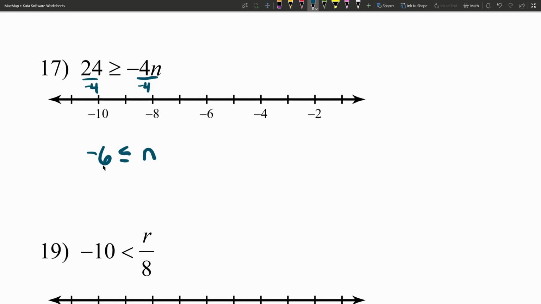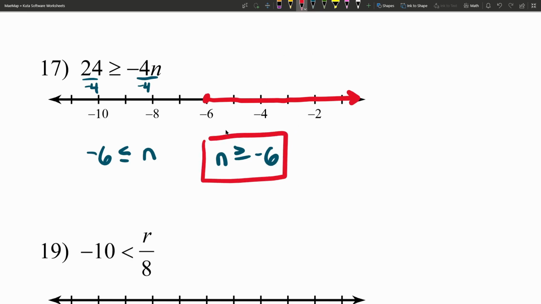So we get that -6 is less than or equal to n, meaning that that value of -6 is smaller than all of our n values, or it's in itself. So we're going to be shading to the right. Again, we can rewrite this as n is greater than or equal to -6. So there we have it. That's our solution in number 17.